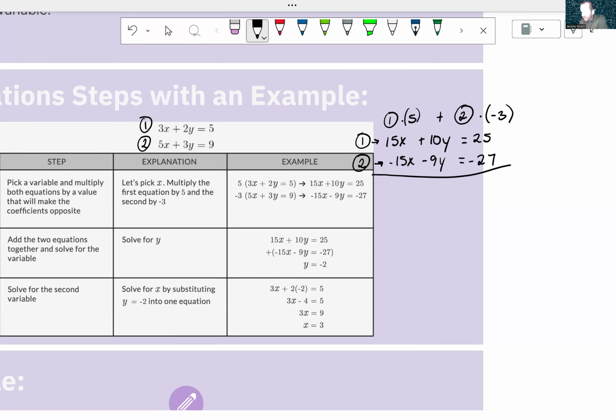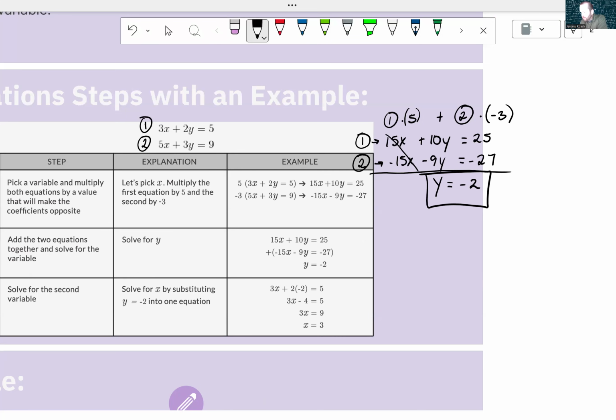So if we add these columns, now these cancel out and we have no more x's left. 10y minus 9y is just 1y. And 25 minus 27 is negative 2. Now we know that y is negative 2.